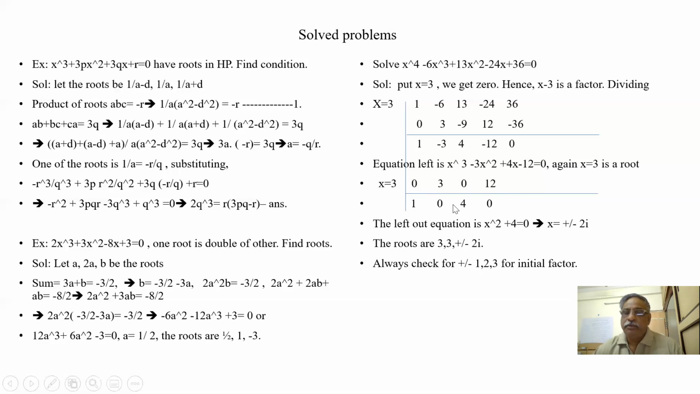So x square plus 4 is equal to 0. That means x is equal to plus or minus 2i. So what are the total roots? 3, 3, and plus or minus 2i are the roots. So whenever such a bigger equation is given, we check for plus or minus 1, 2, 3 to find the initial factor. This is the initial factor. Subsequently, my work is this.